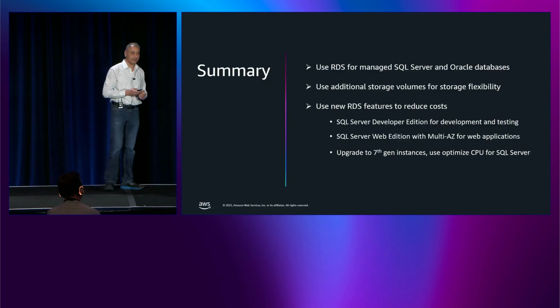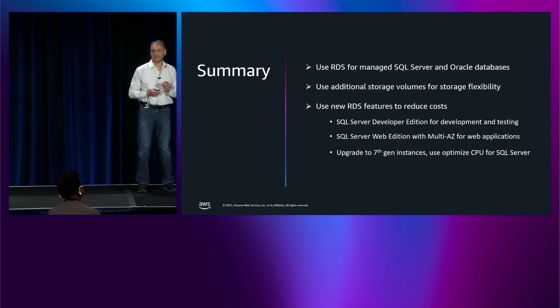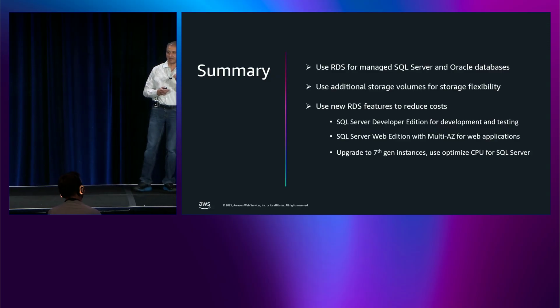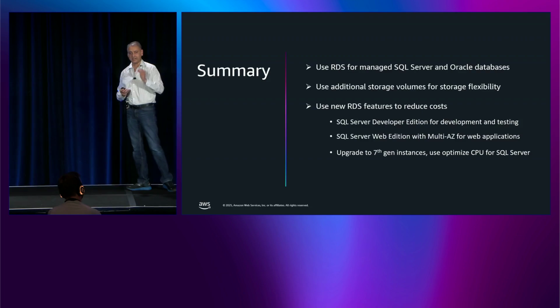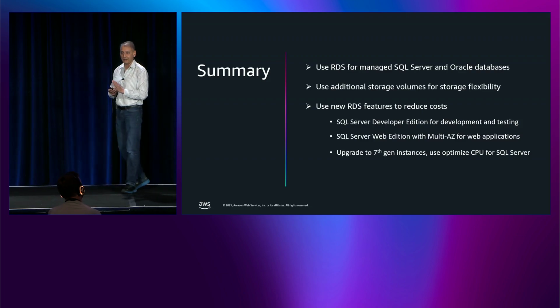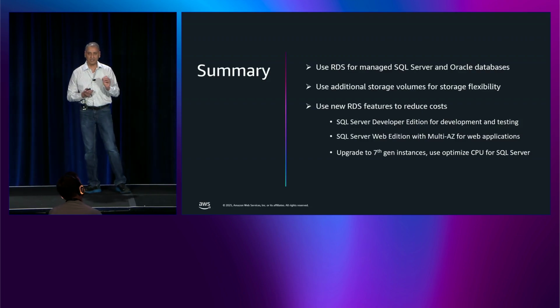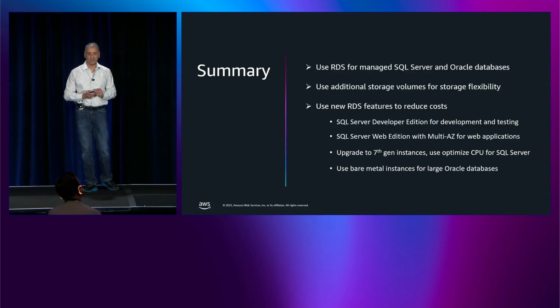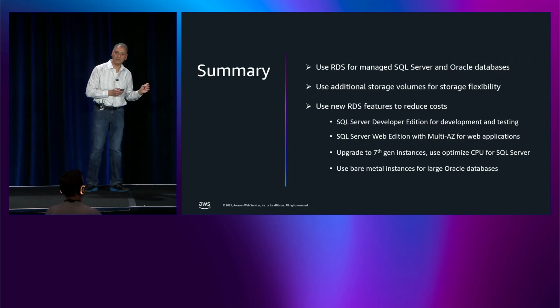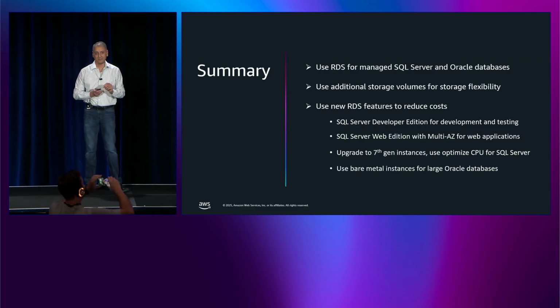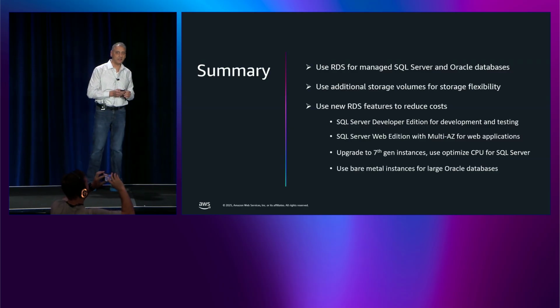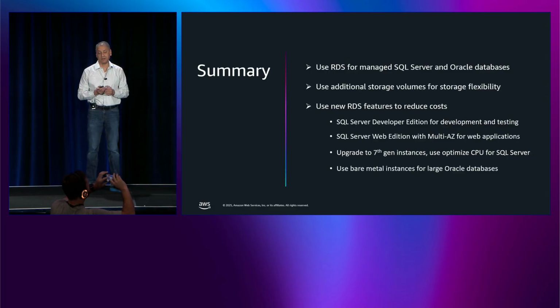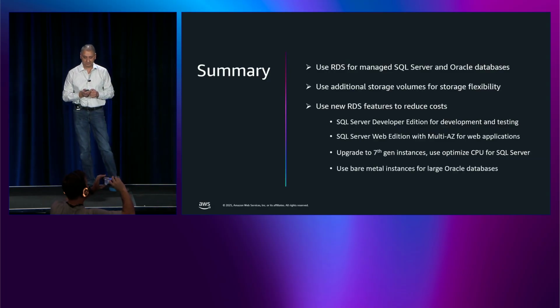We talked about how you can simply upgrade to 7th generation instances for M instances, R instances, other instance types, and get a lower cost out of the box because of optimized CPU. And then if you want to further reduce cost, you can fine-tune optimized CPU settings. And then finally, we talked about how you can use bare metal instances if you're using RDS Oracle compared to a large VM to reduce your cost by 25% or more.